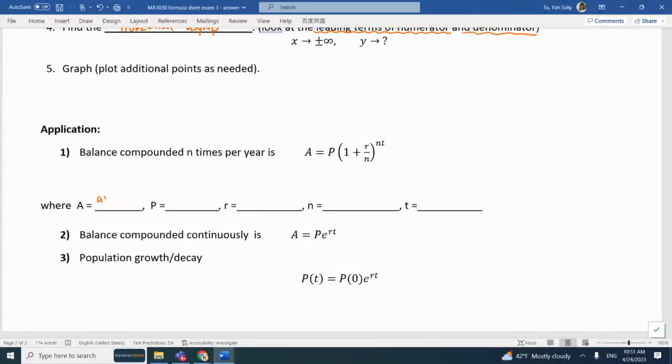Also, the formula: what is A? The amount in the account. P is principal. r is the annual interest rate. Do you remember the compound interest formula? n is the number of compoundings. t is the number of years. And this is the formula.